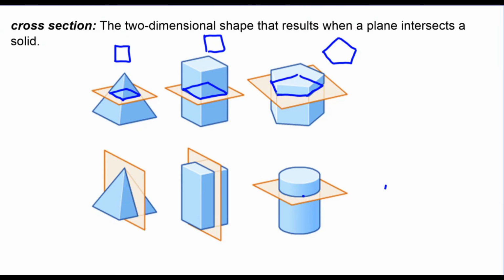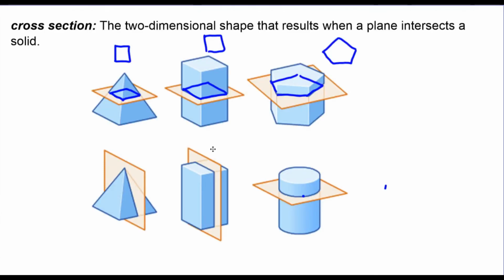And if we cut this pyramid vertically, oops, hello, lost my screen. If we cut this pyramid vertically, we're going to get a cross section that's a triangle. If we cut this prism vertically, we would get a rectangle. And if we cut this cylinder horizontally, we would get a circle. So when we're talking about cross sections, we're talking about the shapes that result from a slicing of a three-dimensional object.